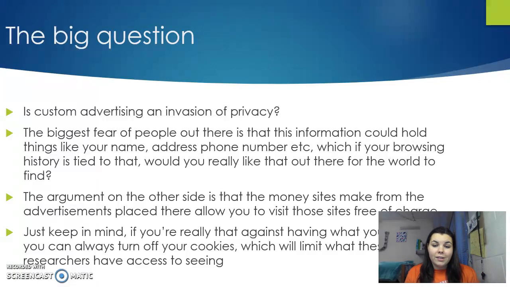The argument on the other side is that the money that sites make letting these people track you from the advertisements that they then place on their sites is what allows you to visit those sites for free. Another thing just to keep in mind is that if you're really against having what you do tracked, you can always turn off your cookies, which will then limit what these researchers have access to seeing.